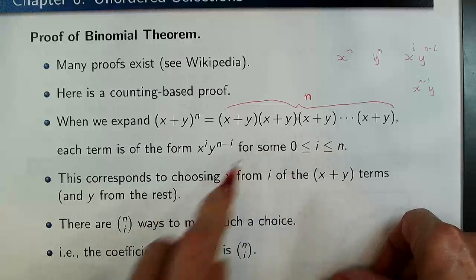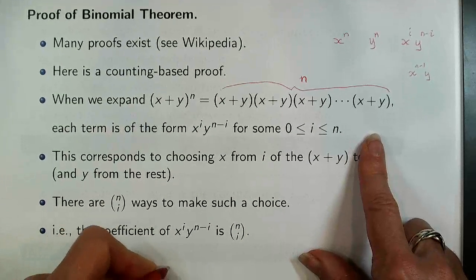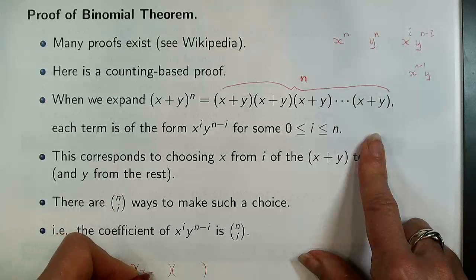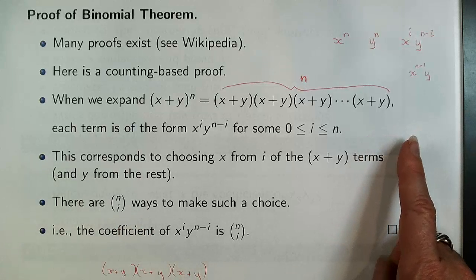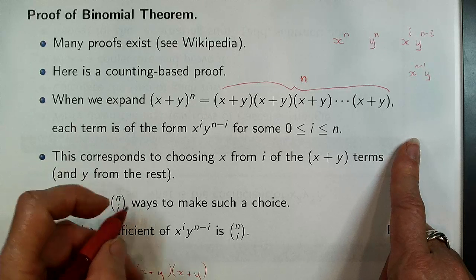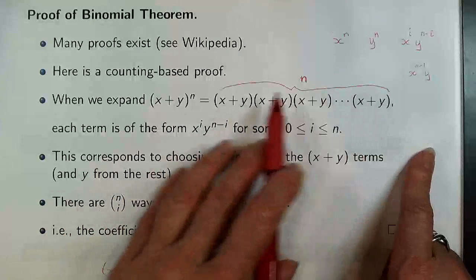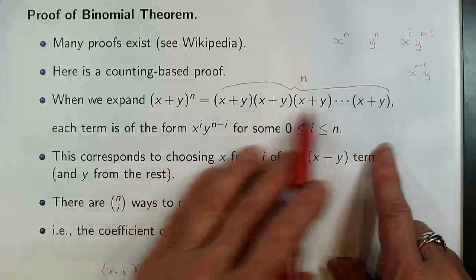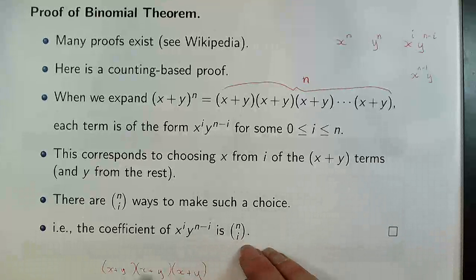Now, if that doesn't make sense to you, I suggest you at home think about multiplying out just the 3 case, (x plus y)(x plus y)(x plus y), or maybe even (x plus y) squared. That's the number of ways in which we can get the term x to the i, y to the n minus i by multiplying this out. Because when you multiply things out, you've got to multiply every possibility. Think about that when you multiply 2, and when you multiply 3, what you're actually doing.